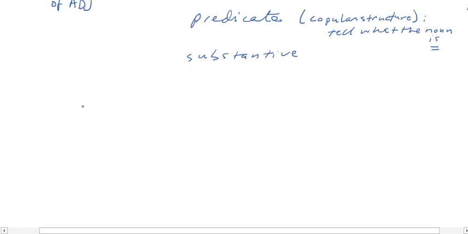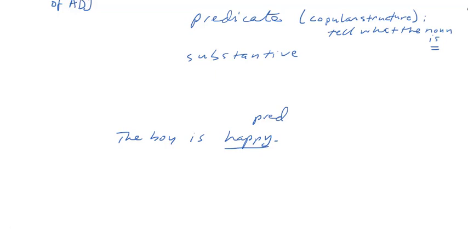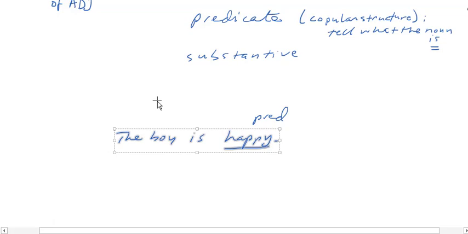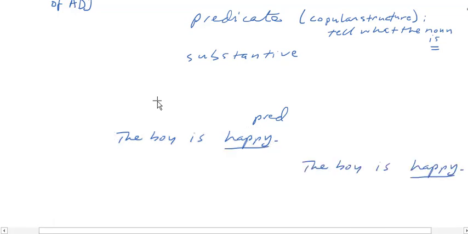So, just a couple of examples here. If I said something like, the boy is happy. Is this telling me what kind of boy I'm making an assertion about? Or is it telling me what the boy is? It's telling me what the boy is. So is happy a predicate or an attributive adjective? It's a predicate, right? All right, good.